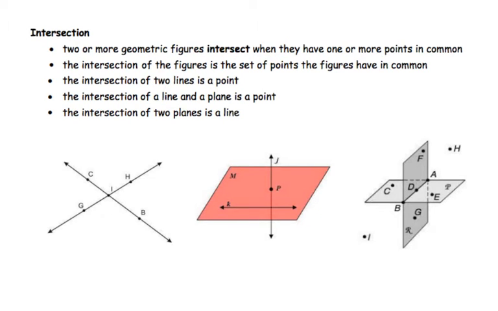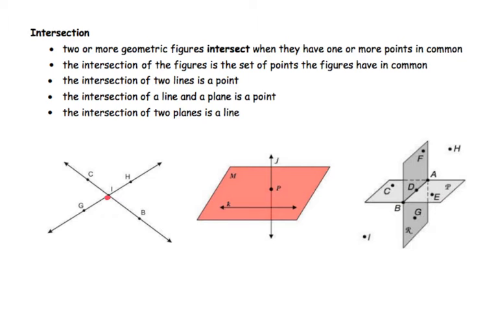Intersection. We have a few different types of intersection that can occur. Two or more geometric figures intersect when they have one or more points in common. The most traditional intersection that you have seen, like in algebra, is when you have two lines that intersect. So that's that first example. The intersection of two lines is always going to be one point, in this case point I there.